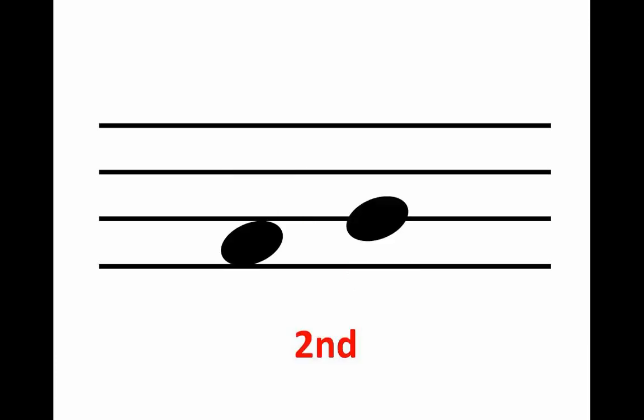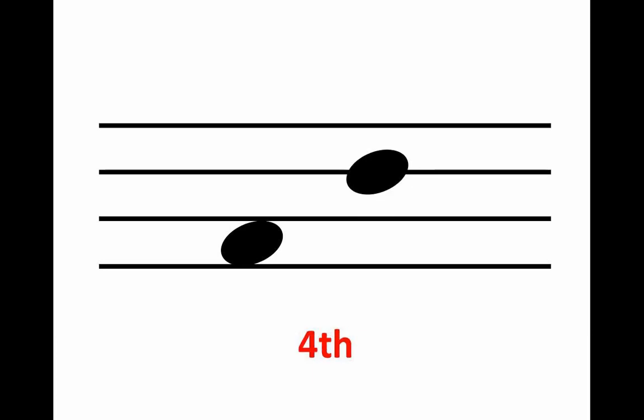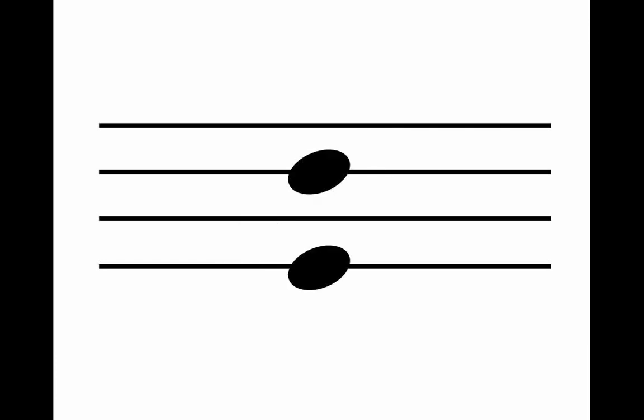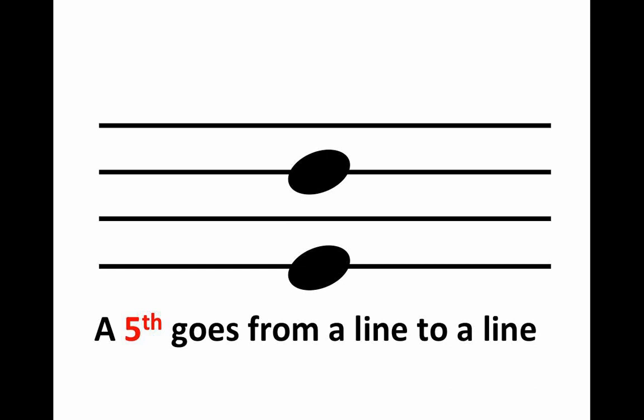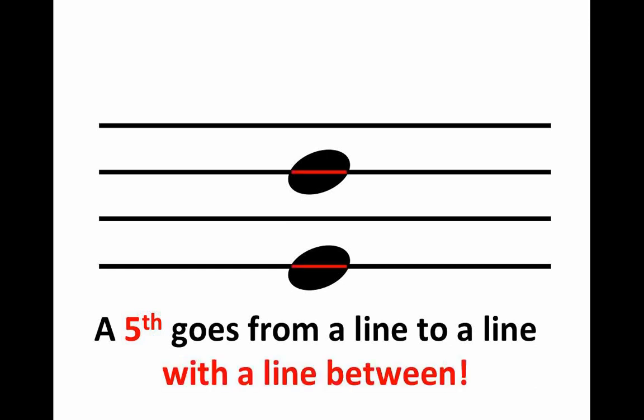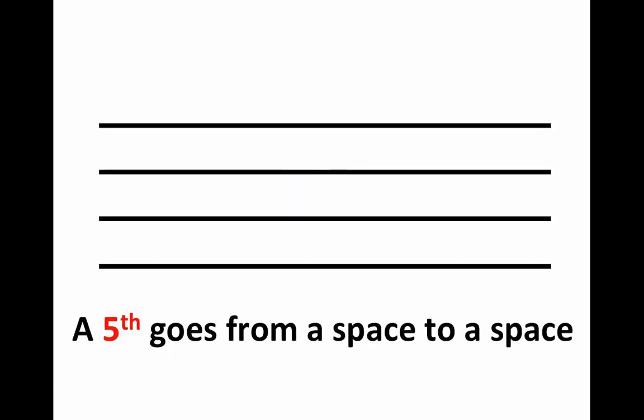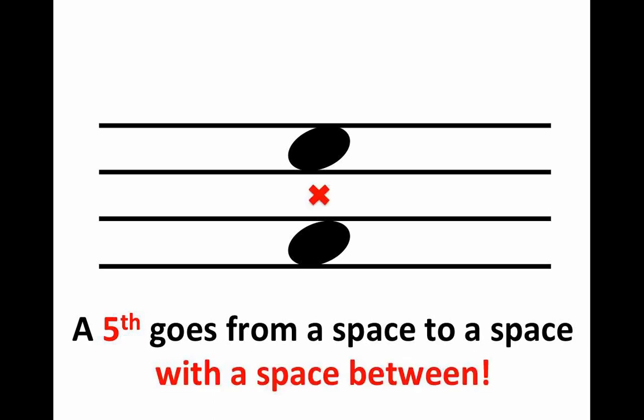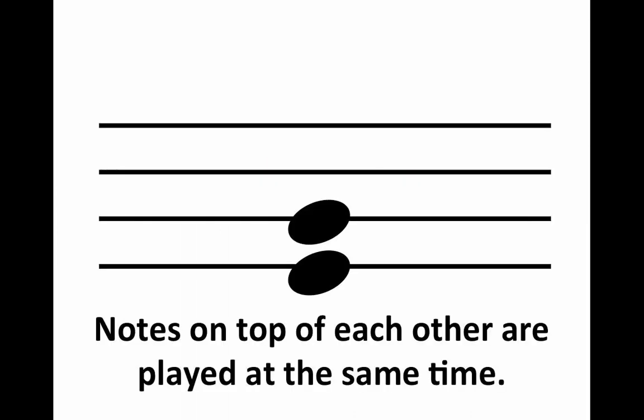Now let's do the same thing starting on a space. Here's a second, a third, space to a space. Here's a fourth, and a fifth goes from a space to a space, but it skips a space in between. So a fifth goes from a line to a line with a line in between. Or a fifth goes from a space to a space with a space in between. By the way, notes on top of each other are to be played at the same time.